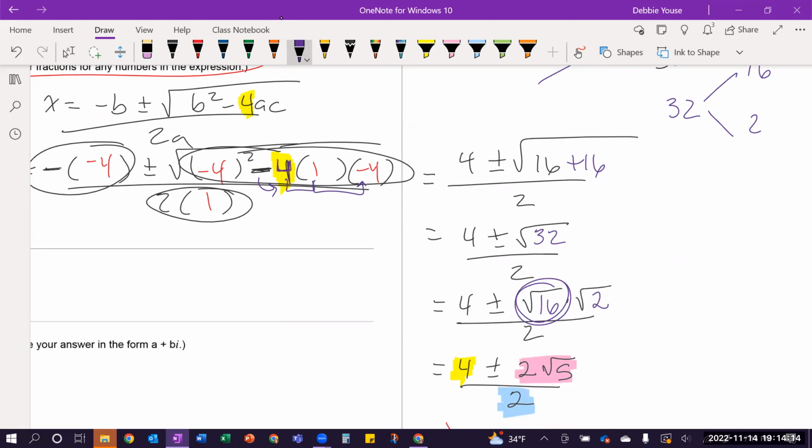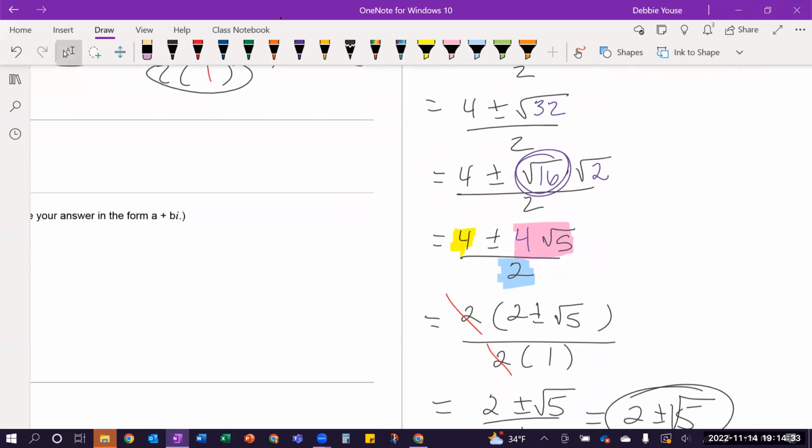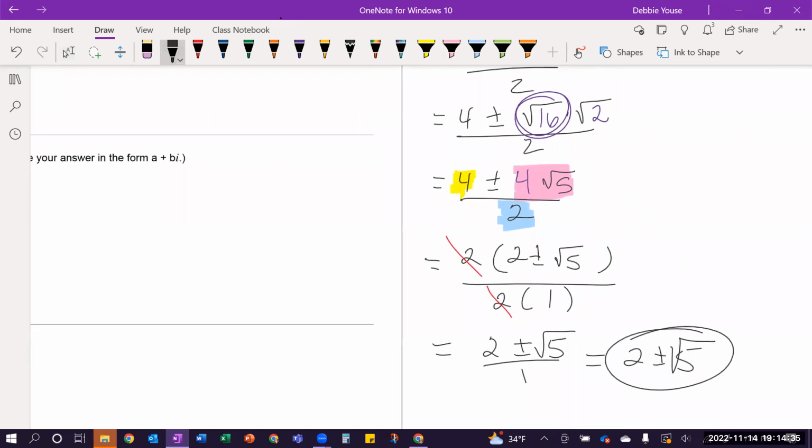square root of 16 times square root of 2. And then the square root of 16 is a perfect square, which instead of turning into 2, is going to turn into 4. And then, as I mentioned in the first recording, we treat this as 3 different parts: the part before the plus minus, the part after the plus minus, and the denominator. Now you look at all 3 of those parts to see what they have in common. Well, they have a 2 in common.